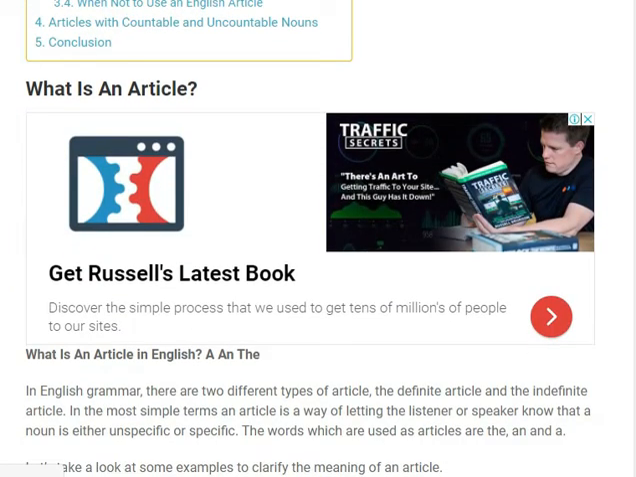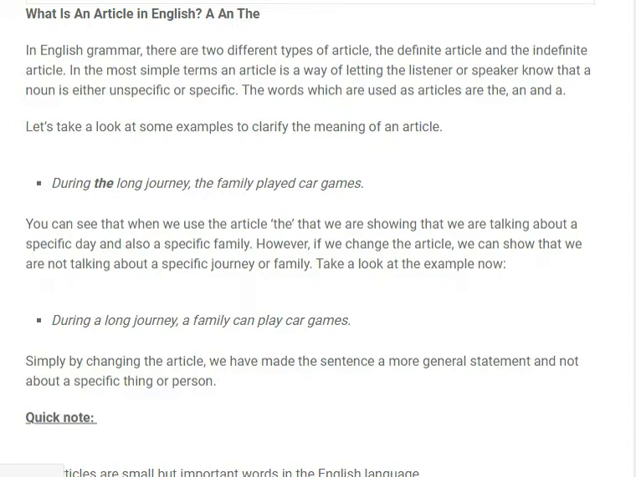So, what's an article? In English grammar, there are two different types of articles: the definite article and the indefinite article. In the simplest terms, an article is a way of letting the listener or speaker know that a noun is either unspecific or specific. It's as simple as that. The words which are used as articles are the, an, and a. Let's take a look at some examples to clarify the meaning of an article.